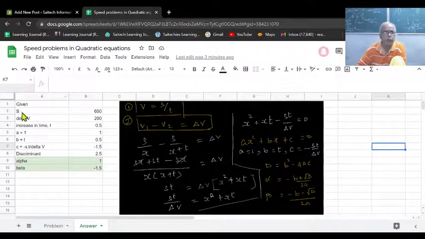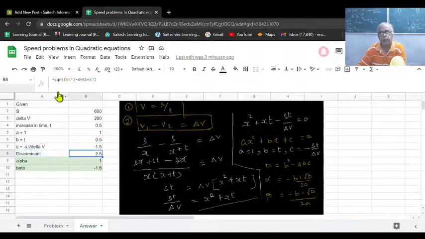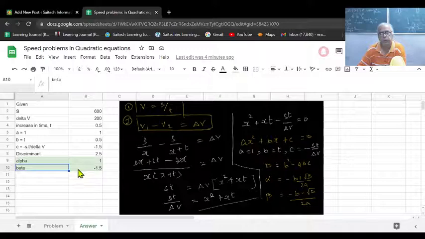Okay, now S is equal to 600, is it not? That is the input. Delta V is equal to the difference in velocity, that is speed, that is 200 km per hour, and then the increase in time, that is half an hour, that is 30 minutes. Now we already know A is equal to 1, B is equal to nothing but T, so you can replace this with 0.5, and C is nothing but minus ST divided by delta V. So I have worked out the formula here based on that. Now the discriminant can be worked out based on B squared minus 4AC. So I already worked out here, and alpha. So based on that I can easily calculate, and beta, this is the beta.